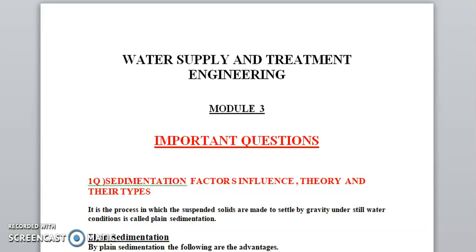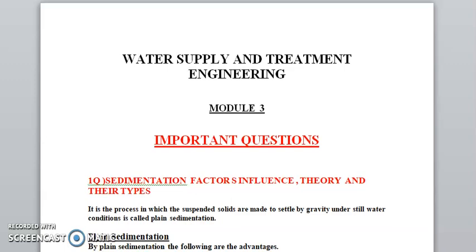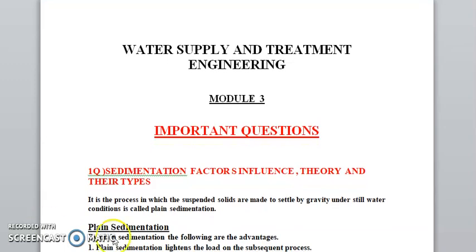Now, I will explain the important questions of Water Supply and Treatment Engineering, Module 3. First question: what is sedimentation, the factors influencing sedimentation, theory and their types? Total explanation of sedimentation. It is a process in which suspended solids are made to settle by gravity under still water conditions. Then we go to plain sedimentation.